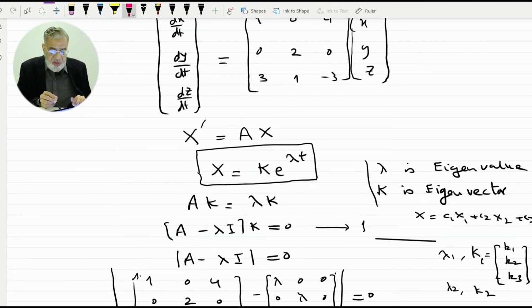When I take the determinant of this equal to 0, that gives me the values of lambda, and these values of lambda will be my eigenvalues. Then by using my eigenvalues, I will find my eigenvectors. We go step by step.